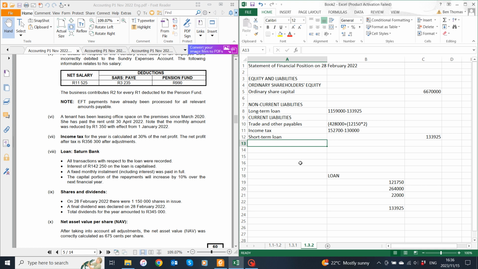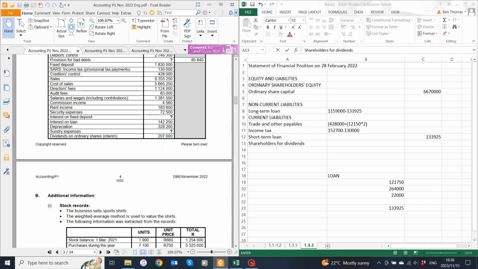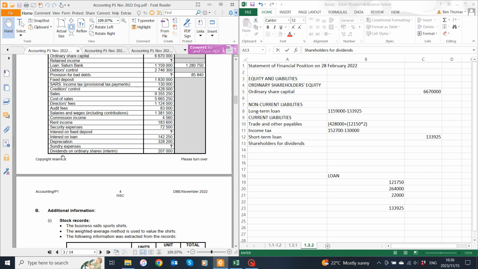So over here, your other current liabilities, shareholders for dividends. Okay, so now let's see if they gave us any information regarding shareholders for dividends. What they gave us here, because there's no shareholders for dividends, they gave us dividends on ordinary shares, and they wrote in brackets interim of 207,000.